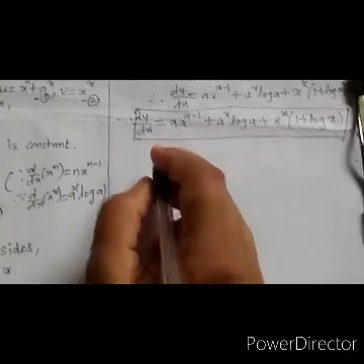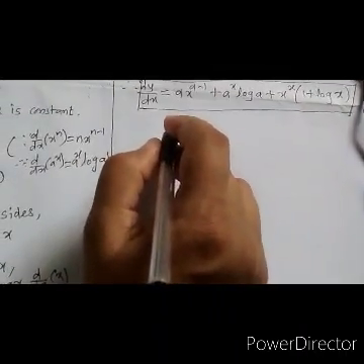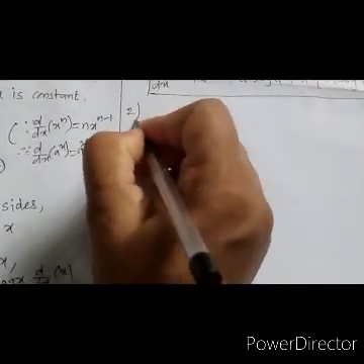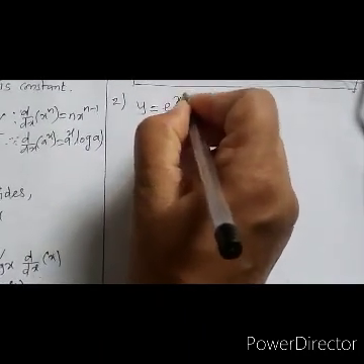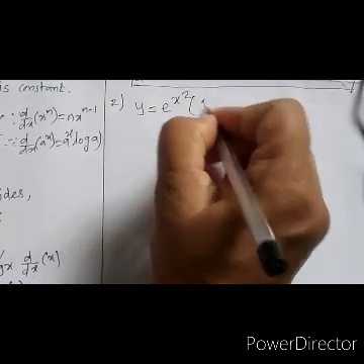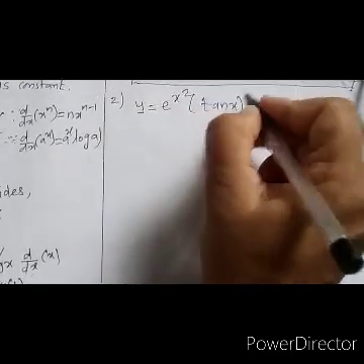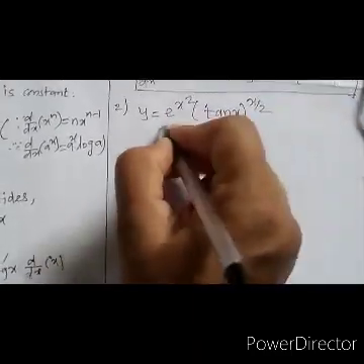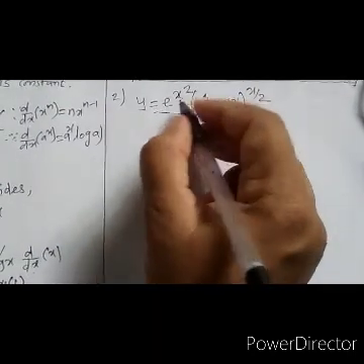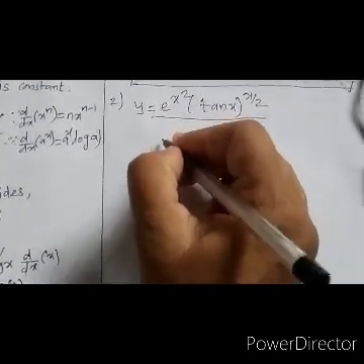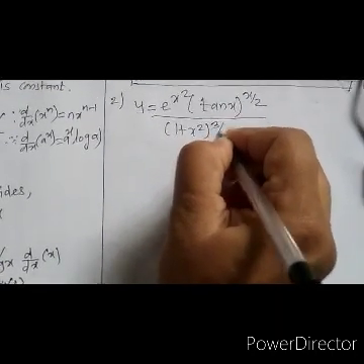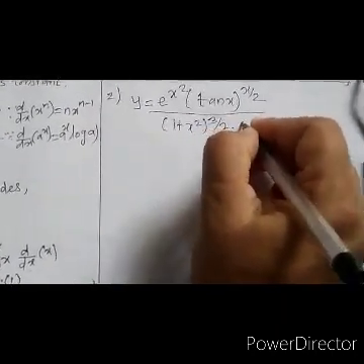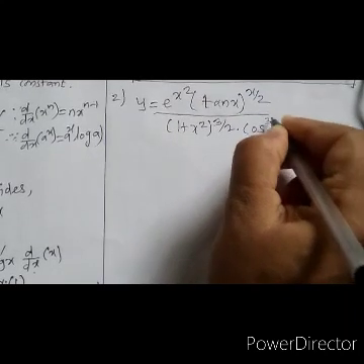Now let us see the second example, that is y is equal to e raised to x square into tan x bracket raised to x by 2, upon 1 plus x square bracket raised to 3 upon 2 into cos cube x.